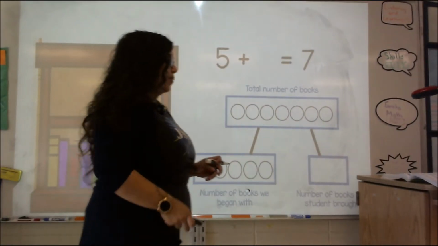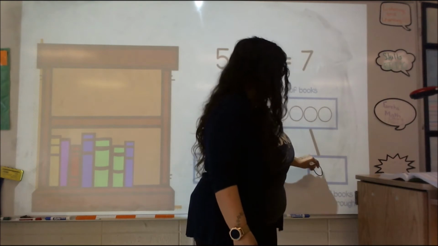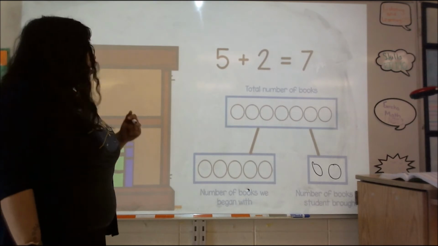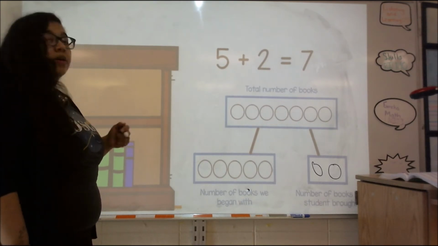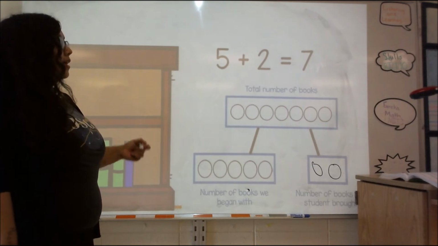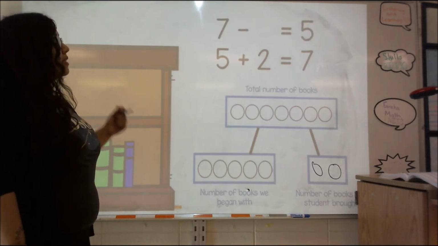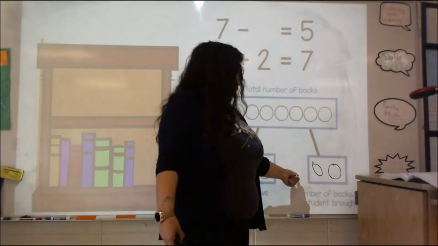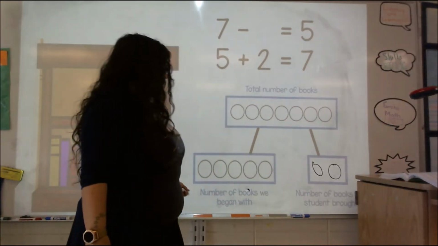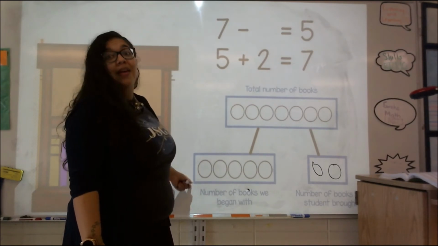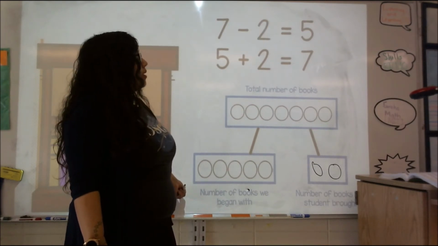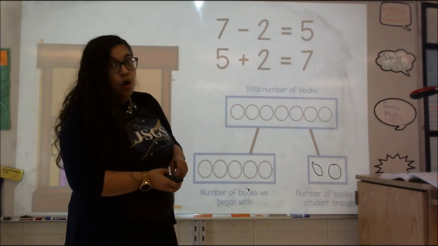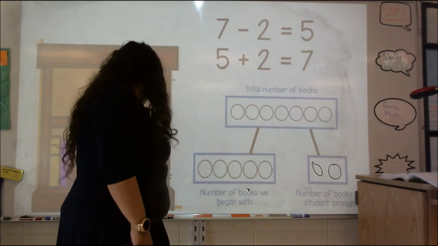And we just deduced that the students brought 2 books. All right, we can fill that into our number sentence. The number of books the students brought is 2. Let's look at that as a subtraction problem. 7 minus the number of books the students brought equals how many books we began with. That's a number sentence we can use as well, and we see that it's still 2. So whole minus part equals part, or part plus part is equal to whole.